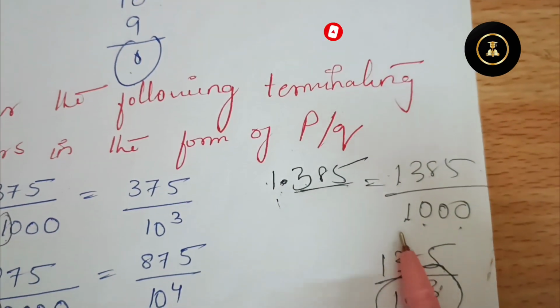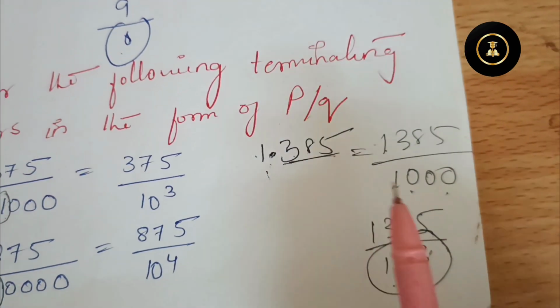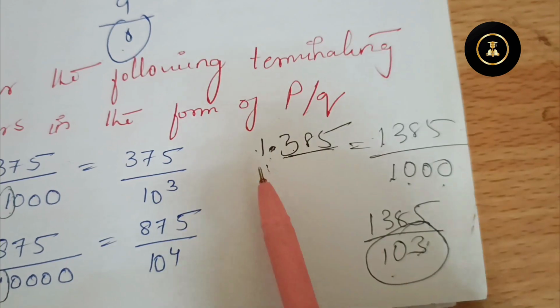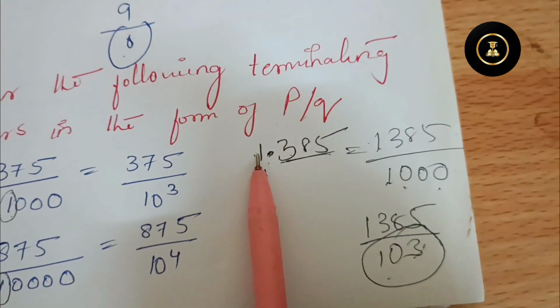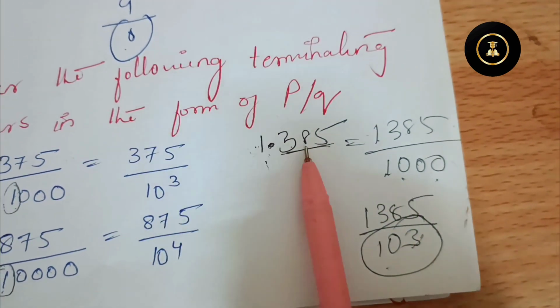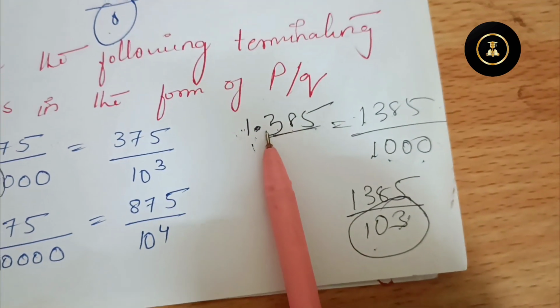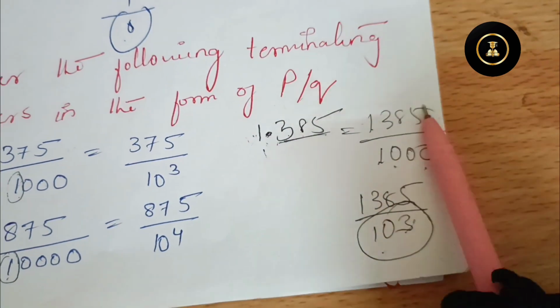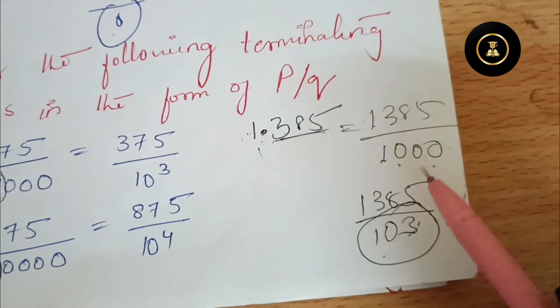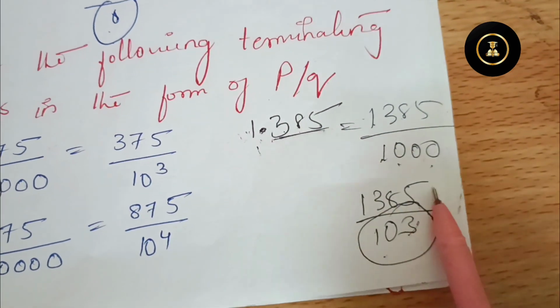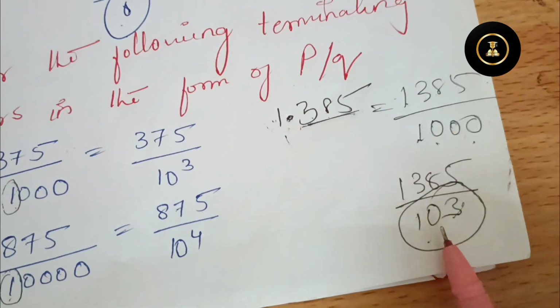And in the denominator it will always be 1 followed by zeros. How can you decide the 3 zeros? After the point, here it will be 5, 0, doesn't matter. After the point, how many digits are there? 1, 2, 3 digits are there. So that's why I wrote 3 zeros. It is in the form of p by q, and we can simplify again. 1385 by 1000 is nothing but 1385 by 10 cube.